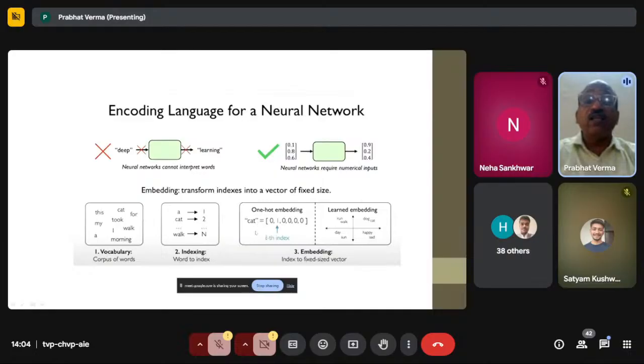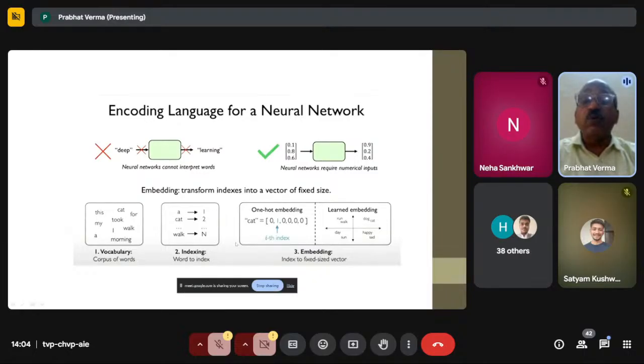If we want to represent A, then we would put 1 in the first index, that is the 0th index, so that would be representing A, and so on. This is known as a one-hot embedding. If the vocabulary is limited, then it may be very suitable, but when the vocabulary is large, then it becomes difficult to handle.